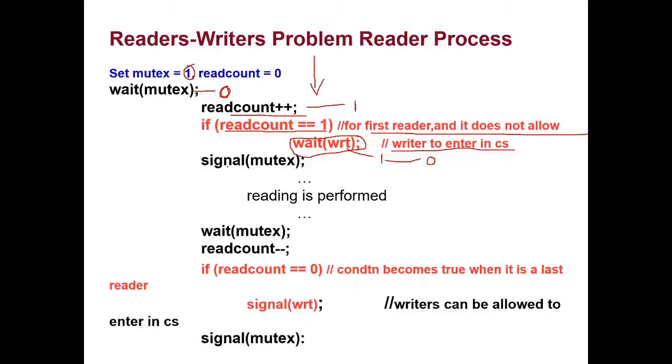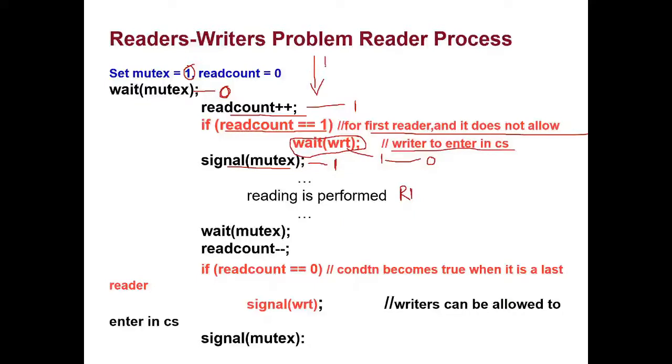Then the reader process executes signal of mutex, which means it has unlocked for reader processes. So from 0 it becomes 1, so that other reader processes can enter into the critical section. Now reader 1 can read the document. So now reader 1 is in the critical section.